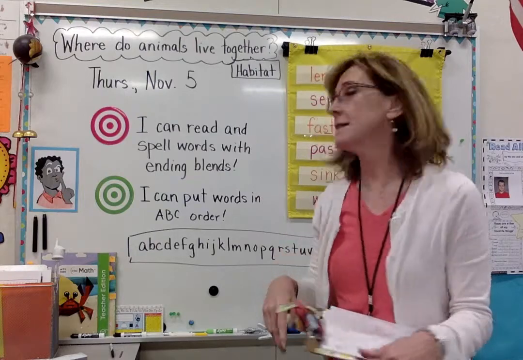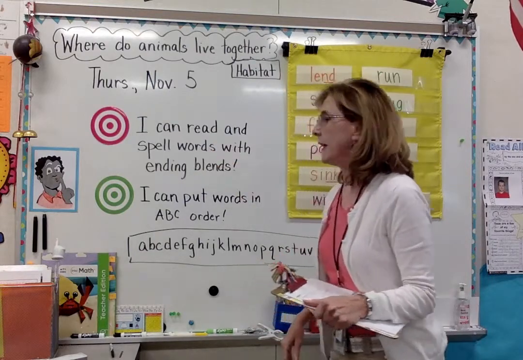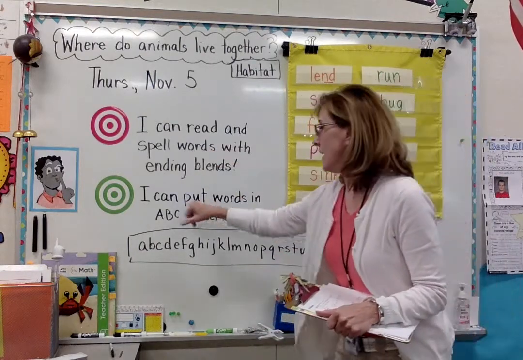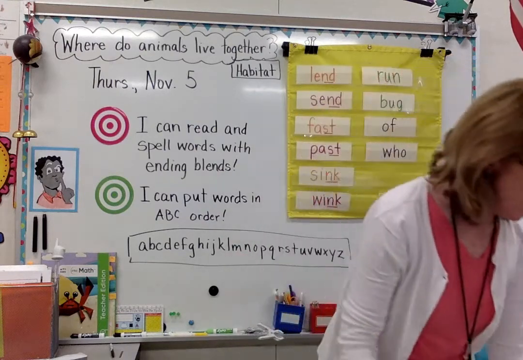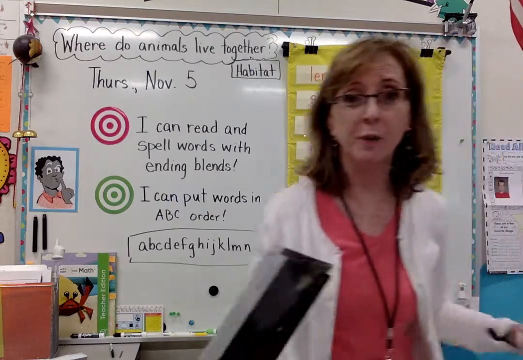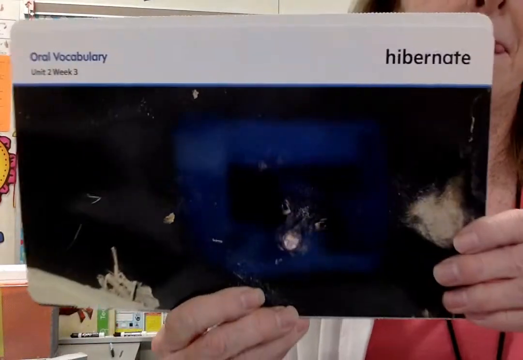We have two targets today. I can read and spell words with ending blends, and I can put words in ABC order. So we'll be talking about both of these today. Let's go over quickly our vocabulary and our high frequency words to begin with. Try to read them before I read them, okay?